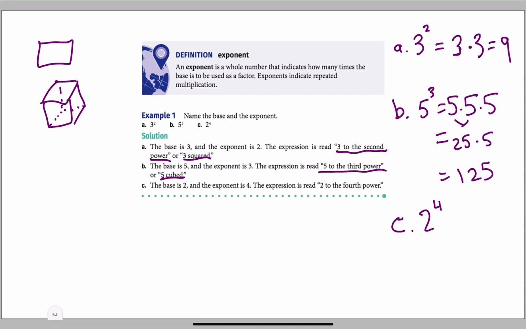But the pattern remains. The exponent, the 4 in this case, tells us how many factors of the base we have. So this is 2 times 2 times 2 times 2. 2 times 2 is 4, times 2 is 8, times 2 is 16. So 2 to the 4th is 16.